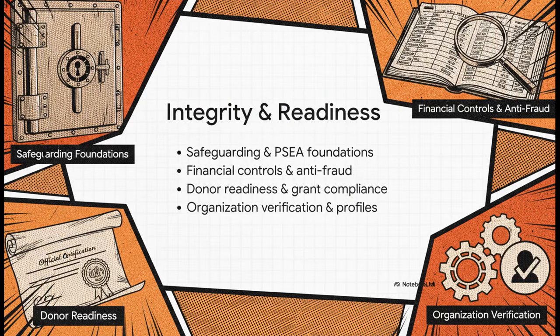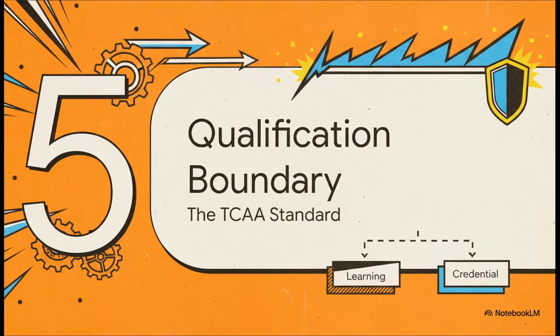This integrity portfolio is absolutely vital, especially for local organizations. Whether you're looking at safeguarding, financial controls, donor readiness and grant compliance, or just setting up a defensible public profile for partner verification, these pathways help teams build deep trust. They essentially teach organizations how to maintain verifiable evidence, so you are never, ever caught off guard during donor due diligence. Which brings us to Section 5, the qualification boundary, the TCA standard.